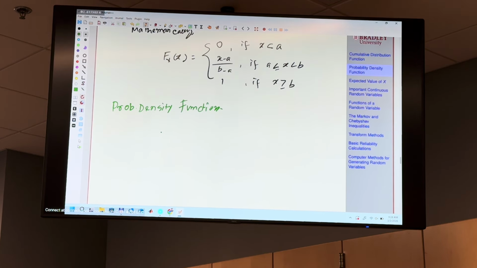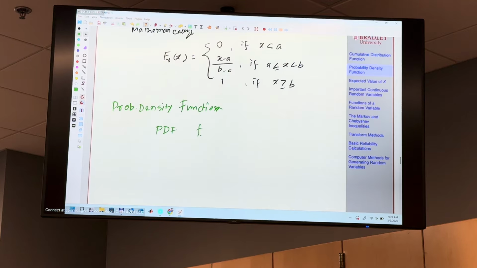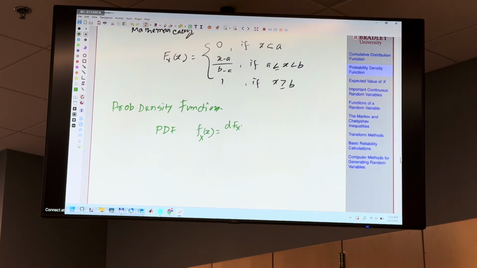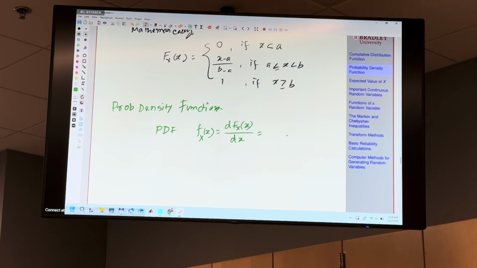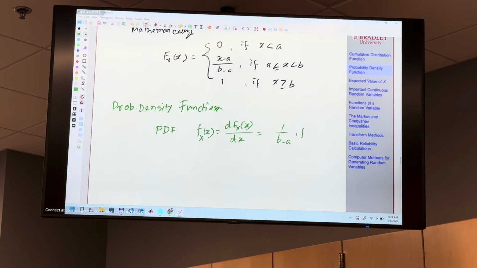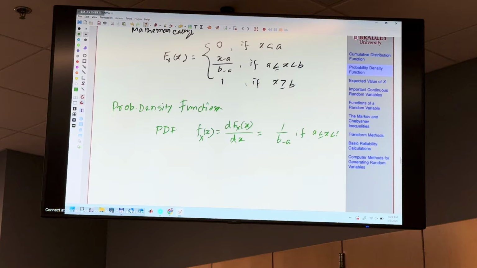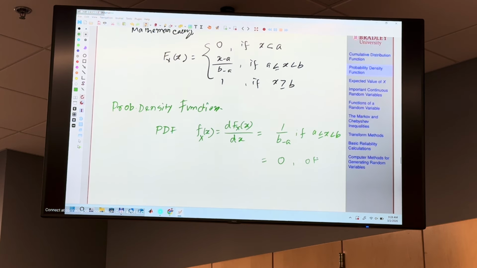Probability density function. The PDF, which is denoted with f sub x, is simply the derivative of the CDF with respect to x, which is basically 1 over B minus A if A is less than or equal to x less than B, and it is 0 otherwise.